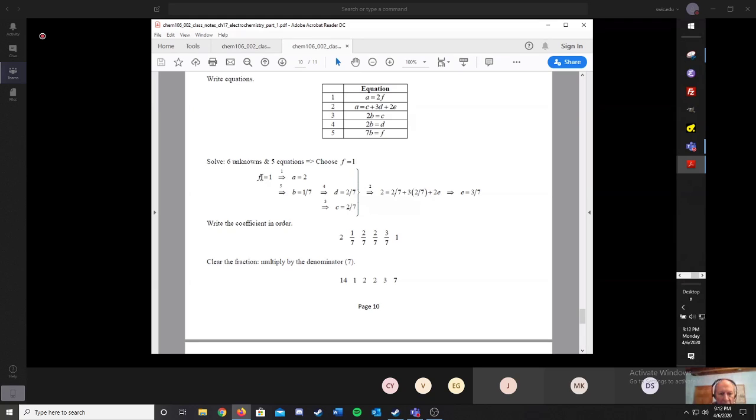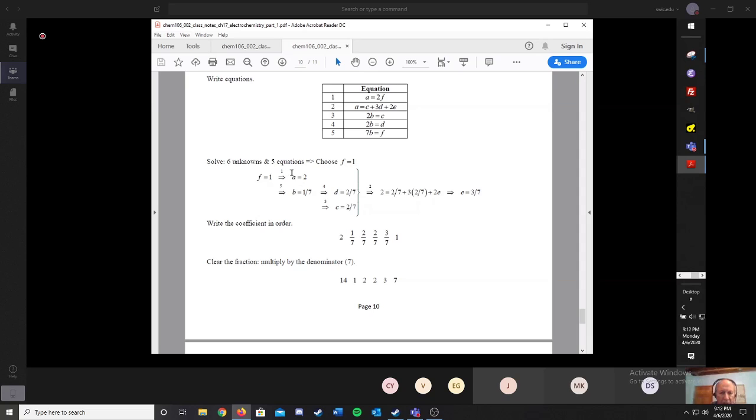So if we choose F equals 1 here, if F is 1, reaction 1 says that A must be 2. And reaction 5 says that B must be 1/7. Okay, and if B is 1/7, we plug 1/7 for B into reaction 4. Reaction 4 says that D is 2/7. And reaction 3 says C is 2/7.